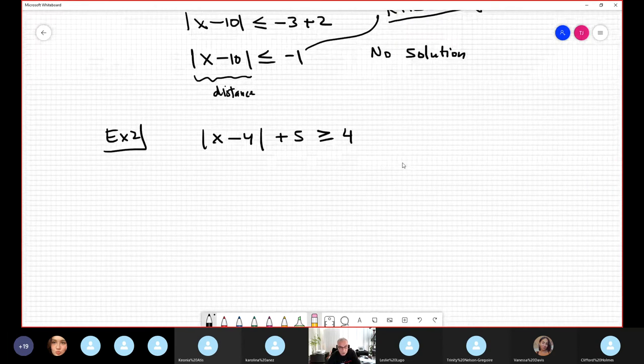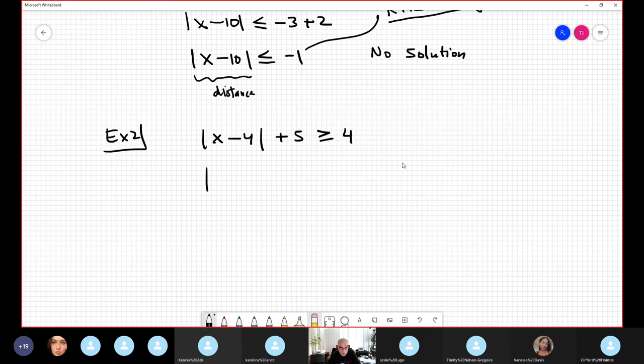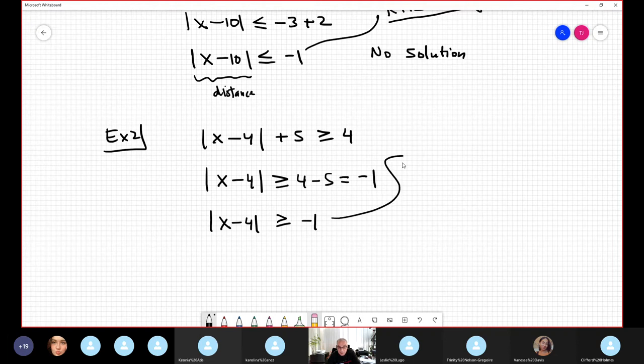Again, I need to isolate the expression that contains the absolute value. I move 5 to the right hand side as minus 5. We have greater than or equal to 4 minus 5, and it's negative 1. My inequality is absolute value of x minus 4 is greater than or equal to negative 1. Again, the right hand side is negative.